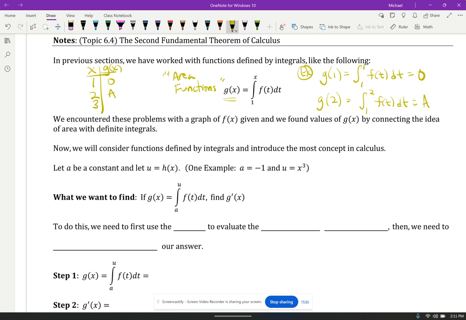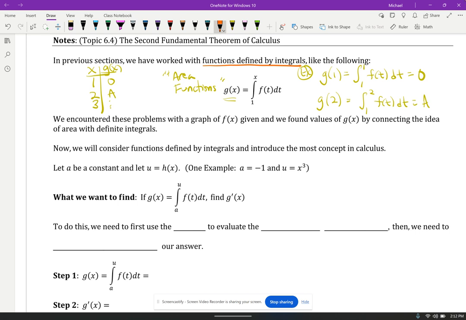But I could continue to do that. And in so doing, I create a whole other function, the function called g, the function whose purpose is to find the area under the curve of f, starting at 1 and ending at whatever the x value I tell you to end at. That's what I call an area function. I think some people call it functions defined by integrals, because this is a function defined by an integral.